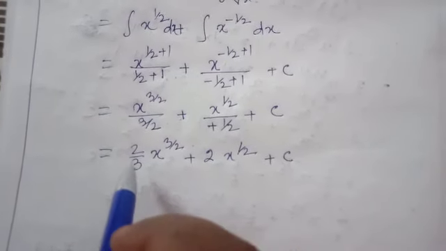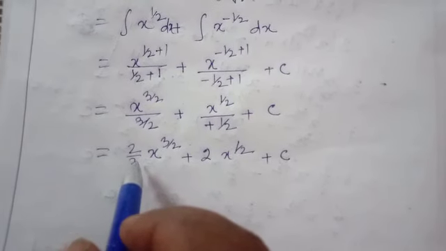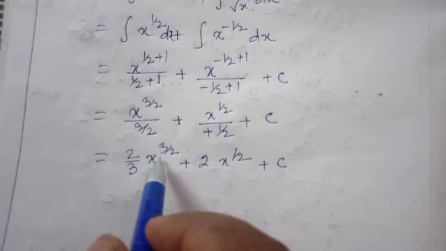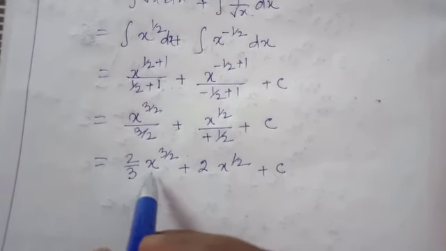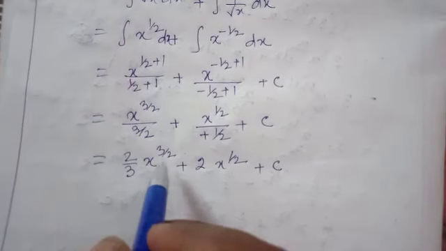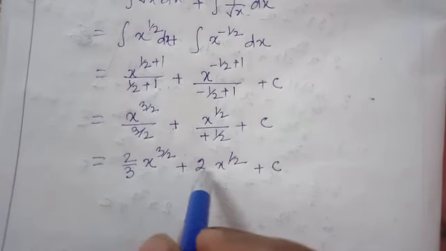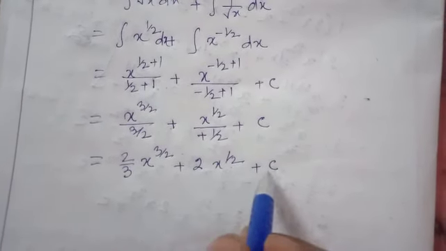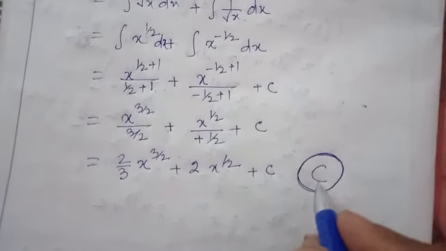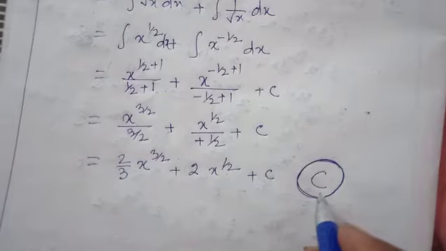Okay, so which option is correct for this one? Sorry, not B, C number option is correct. 2 by 3 x to the power 3 by 2 plus 2 into x to the power 1 by 2 plus c. So option C is correct for this sum.